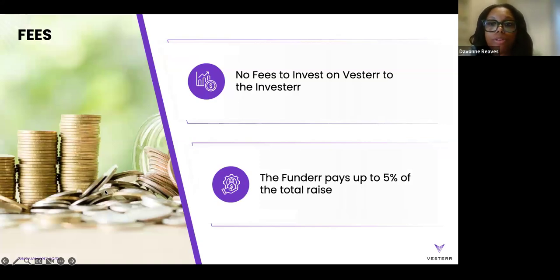So there's no fee to invest on Vestor for the investor. So if you're investing, there's no fee. If somebody's like, hey, I got a deal for you on Vestor, but you got to pay me this, that is a scam, because we don't charge for people to invest. Now, if you want to raise capital, you go through us and you pay us up to 5% of the total raise.